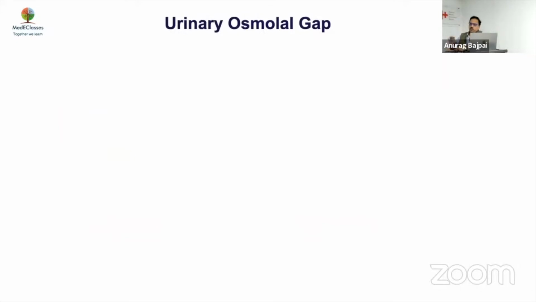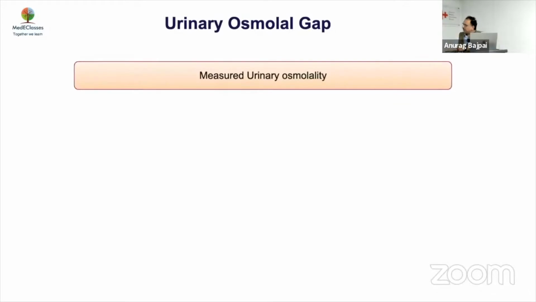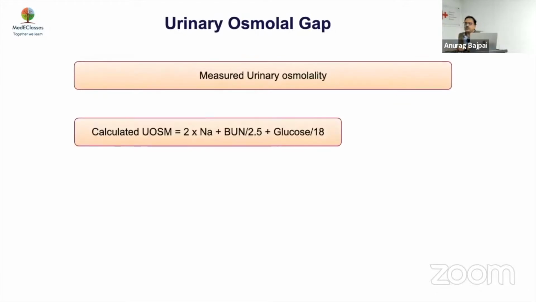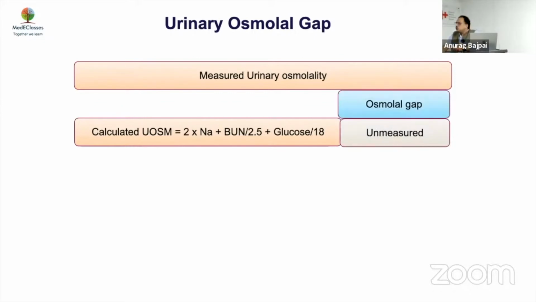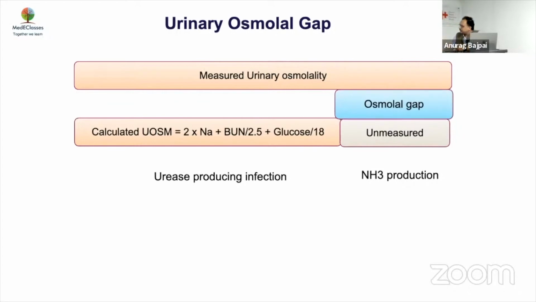Now, another way of looking at this ammonia production is the osmolar gap. Osmolar gap means the difference between measured and calculated osmolality. The major component here would be the ammonium, so we assume that the unmeasured urinary osmole is ammonia. If you have a urease-producing organism, of course, your ammonia production will go up, so you need to exclude UTI in that setting.